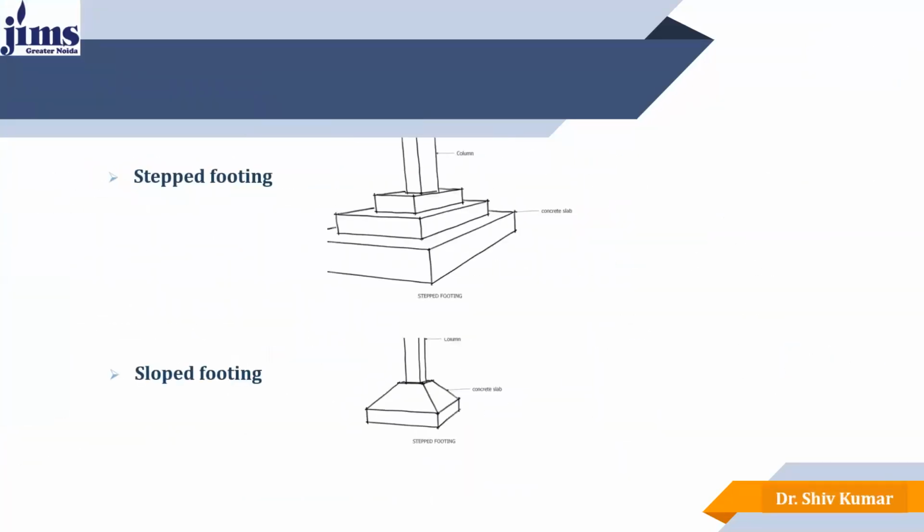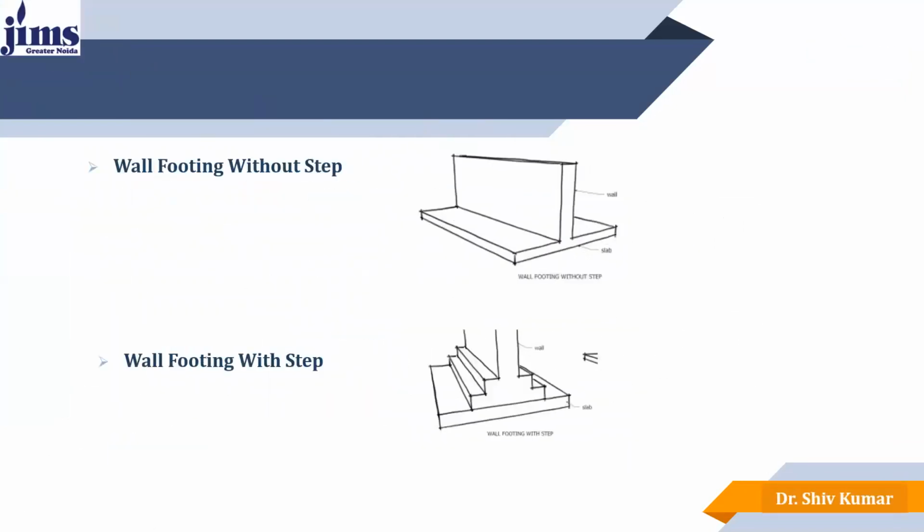Here we can see the stepped footing. You can see in the first figure the stepping which has been provided below the column. Next is the slope footing. Here we have provided the slope to the footing. Next is the wall footing with step and wall footing without step. Both are shown in that figure.